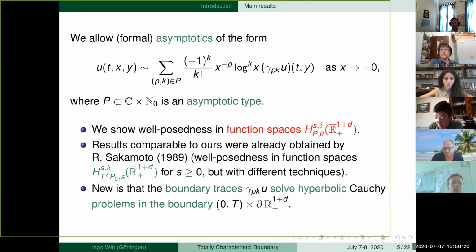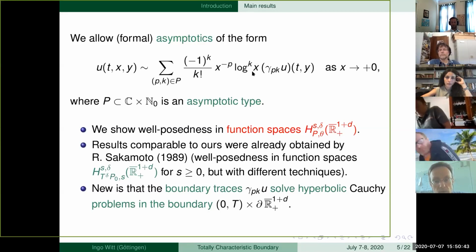Okay, then I allow for the solutions to have asymptotics of that form, very well known from the theory of cone-degenerate operators. So we have some powers x to the p, for cosmetic reasons I put a minus sign here, and we have certain logarithms, and then we have coefficients. And this prefactor here is just so that formulas work out correctly.